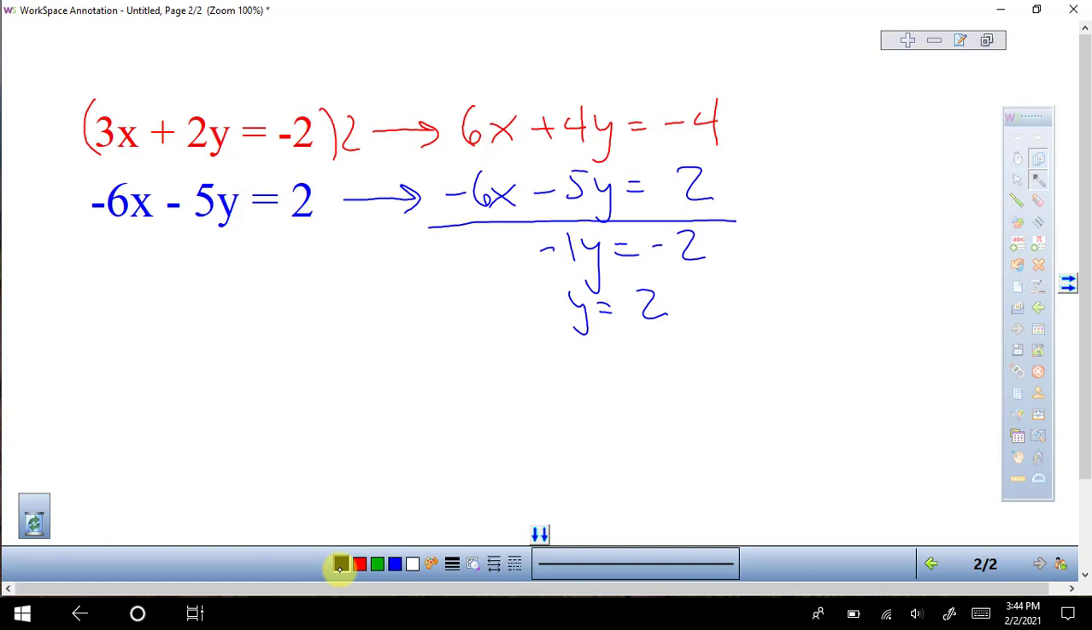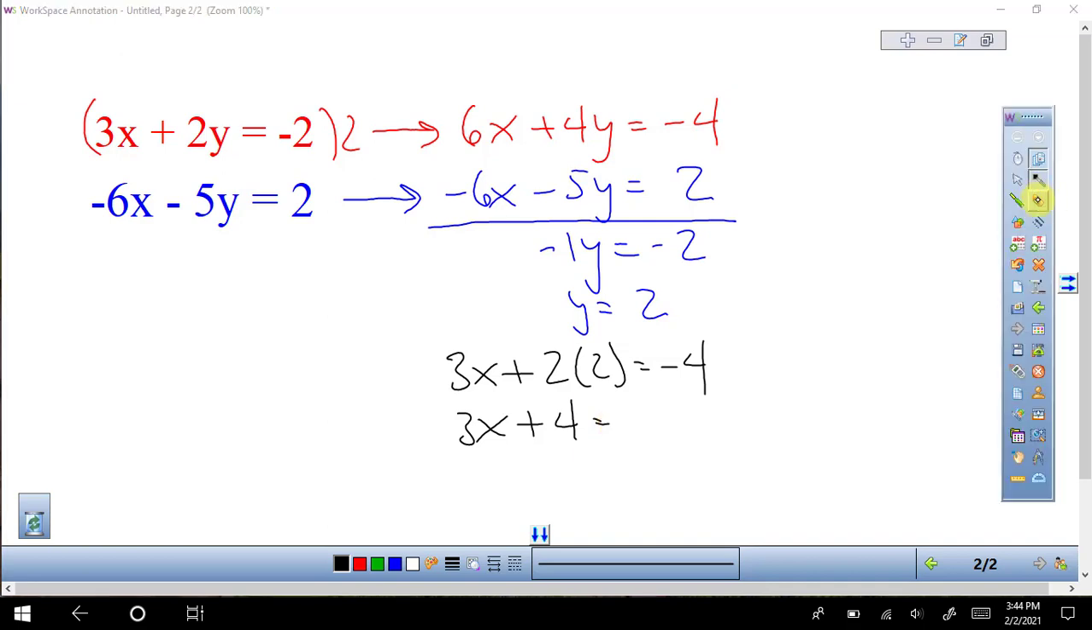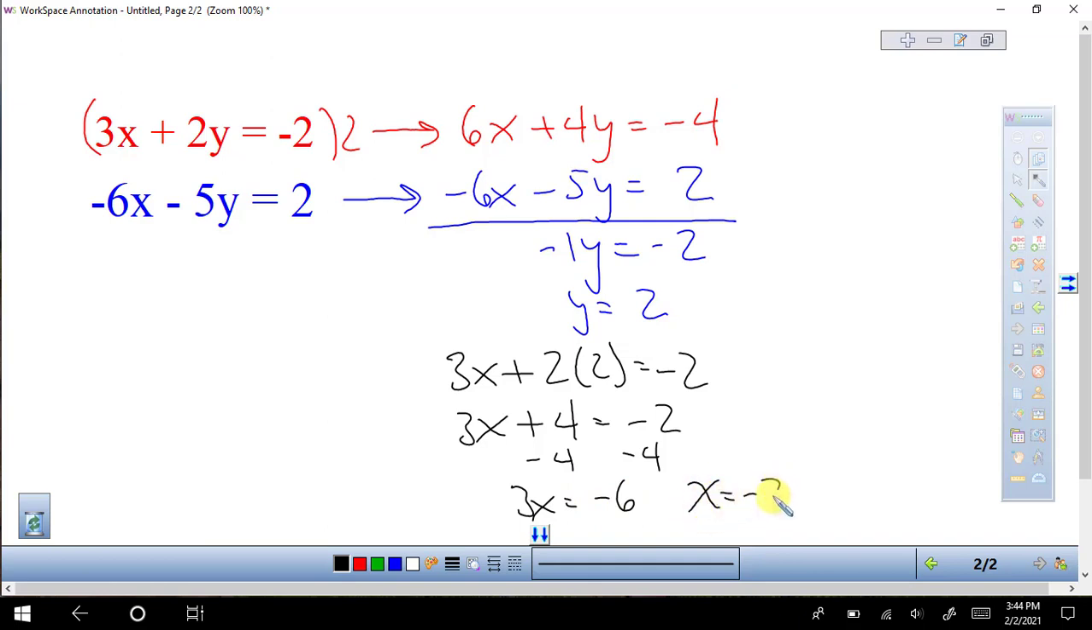So I'm going to substitute 2 in for y into my initial red equation, the top one. So that's going to turn into 3x plus, instead of 2y, it's going to be 2 times 2, is equal to negative 2. Or 3x plus 4 is equal to negative 2. So now I will subtract 4 from both sides. And I get 3x is equal to negative 6, or x is equal to negative 2.